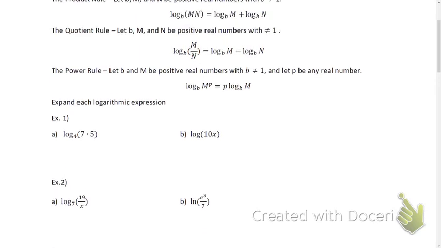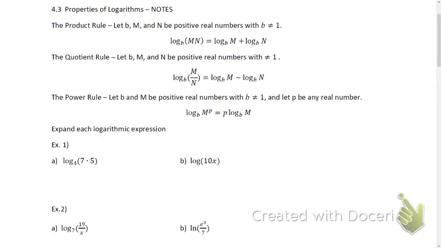So we're using these 3 properties and we're expanding. Keyword right there, expanding, not evaluating. We're not typing them into the calculator. We're not using a calculator at all, actually. We're just rewriting something like this to something like this, or like that, or like that. And some of these apply all 3 properties.